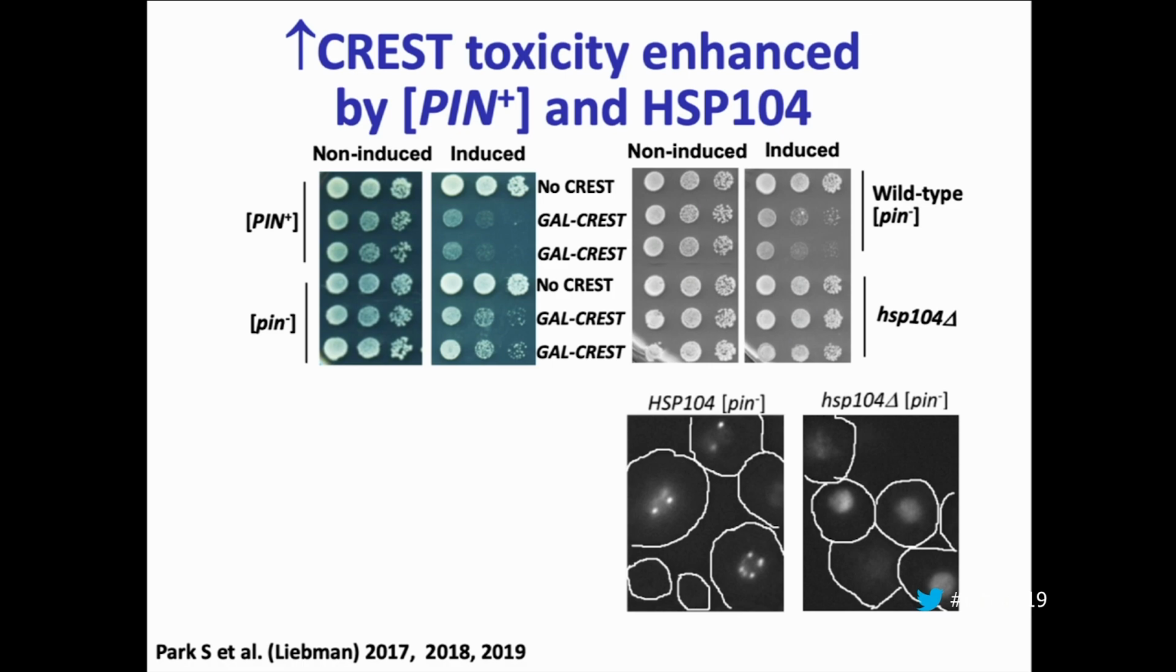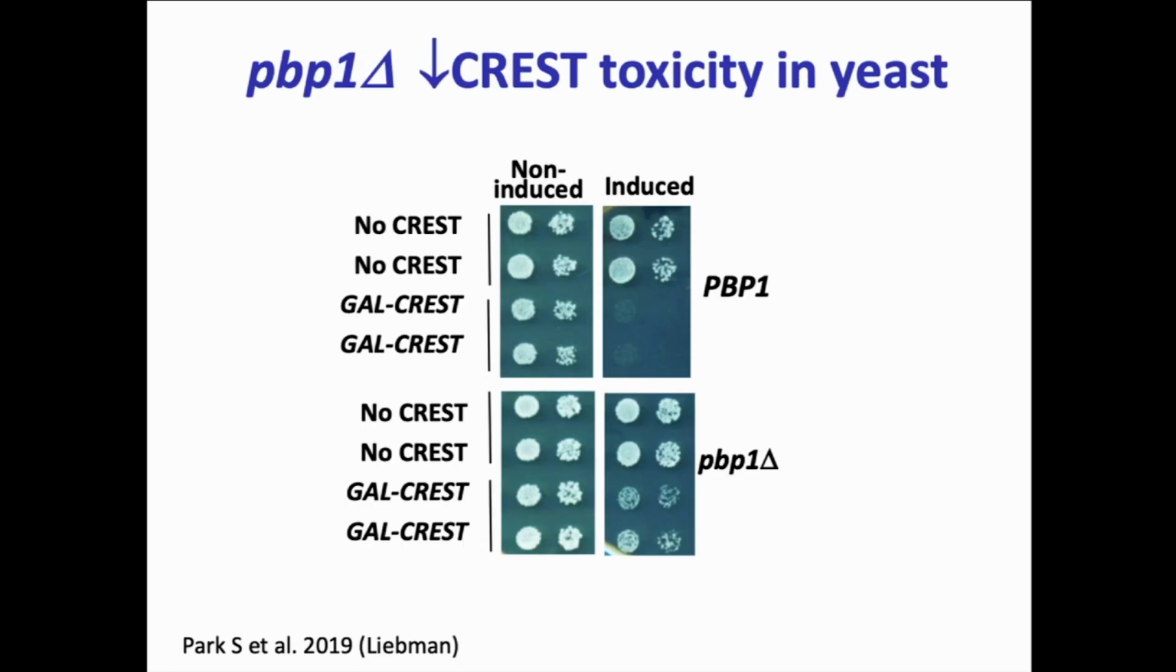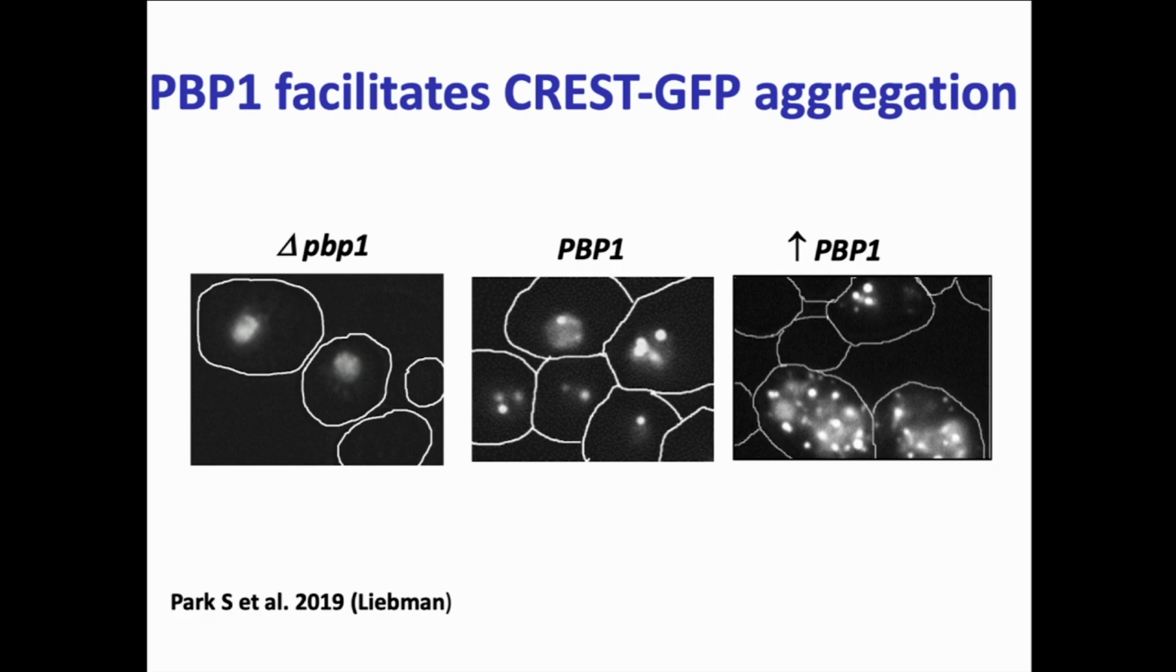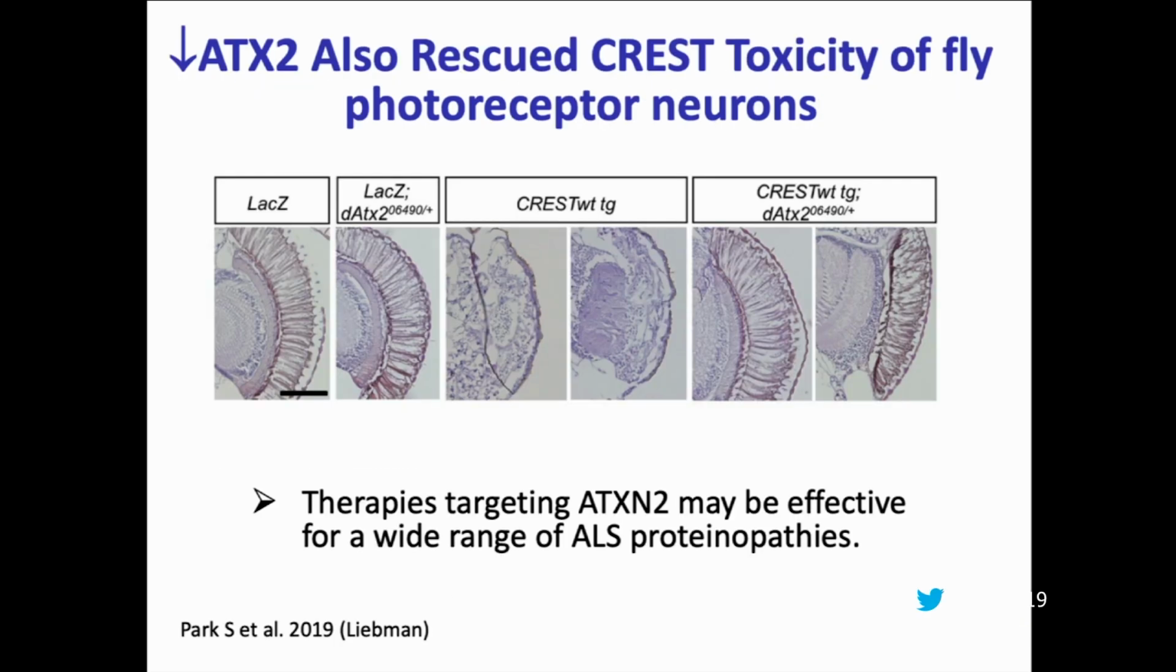The toxicity goes away in an HSP104 deletion, and so does the aggregation. It's now just diffuse in the nucleus in the presence of the HSP104 deletion. Just as deletion of PBP1 rescued TDP-43 toxicity, it is rescuing, to some extent, as much as it did for TDP-43, the CREST toxicity. And the level of PBP1 determines the level of aggregation. So in a deletion, there's much less aggregation, and in overexpression, there's much more aggregation, a lot more cytoplasmic, and these all co-localize. The PBP1 co-localizes with the CREST. And our collaborator showed that a reduction in the Drosophila ataxin 2 gene also rescued CREST toxicity of fly photoreceptor neurons.